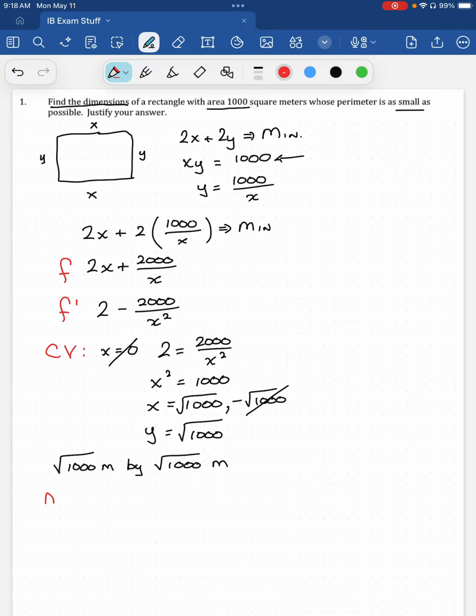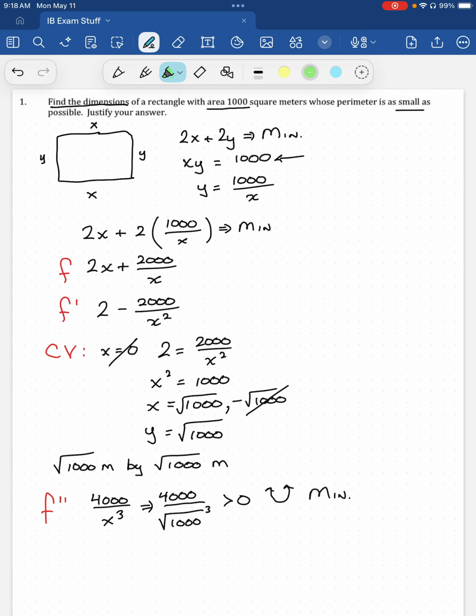So we're going to take the second derivative. The second derivative, coming from the first derivative, is going to turn into positive 4,000 over x cubed. X being the square root of 1,000 is going to give me 4,000 over the square root of 1,000 cubed. I don't know what that is, but I do know it's greater than 0, which makes it concave up, which means we have found a minimum. So my answer is here.